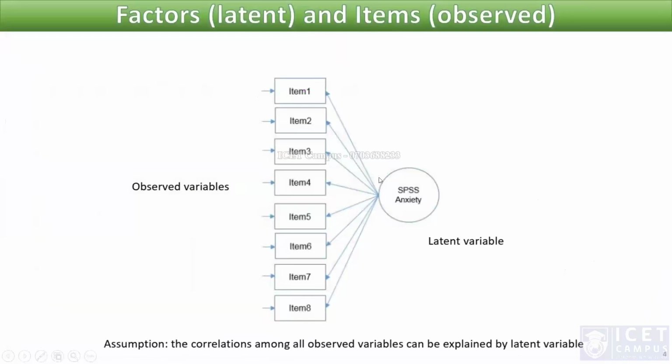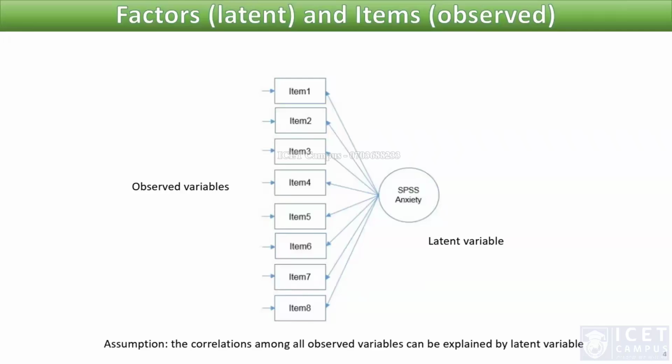So actually, this belongs more to research methodology. Anyhow, I am simply explaining that there are two types of variables: observed variables and latent variables. Observed variables means the variables we can directly observe. For example, height and weight we can measure. Height we can measure using a measuring tape. Weight we can measure using a balance, right?